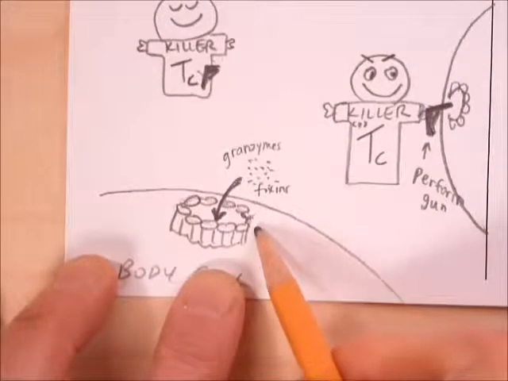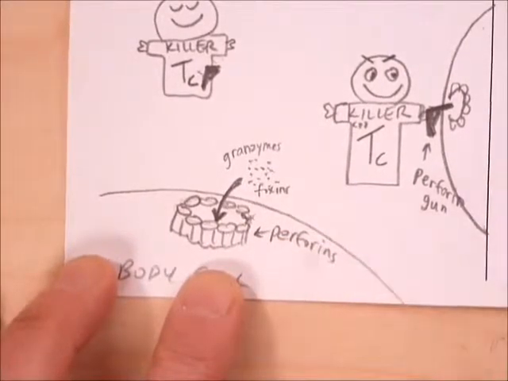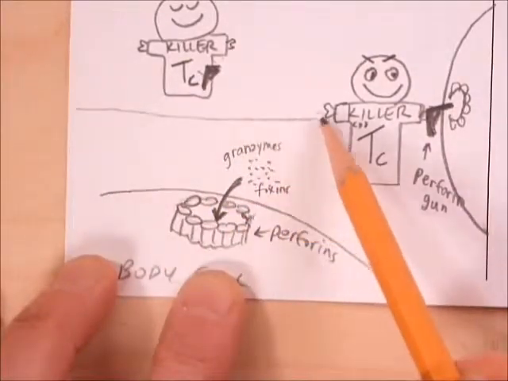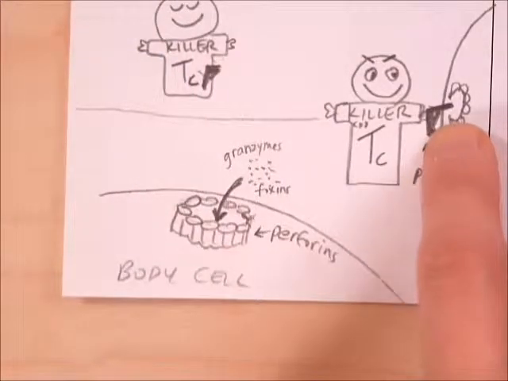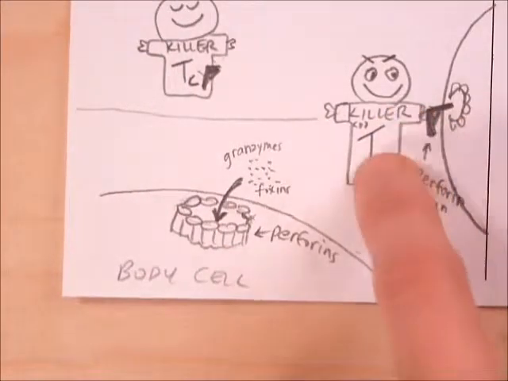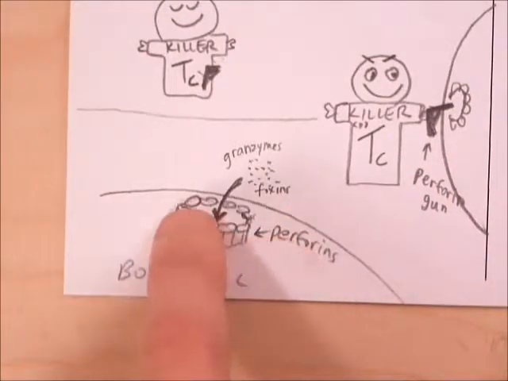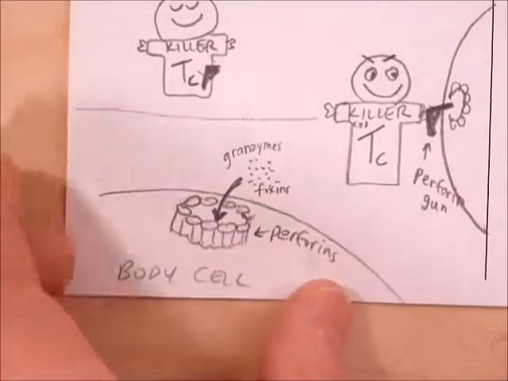So these are all perforins. I could draw a little line here, that doesn't have anything to do with this guy. So that's how the cytotoxic T cell kills the body cell. It puts these little bullets that make a little hole, and then it sticks a bunch of poisons inside.